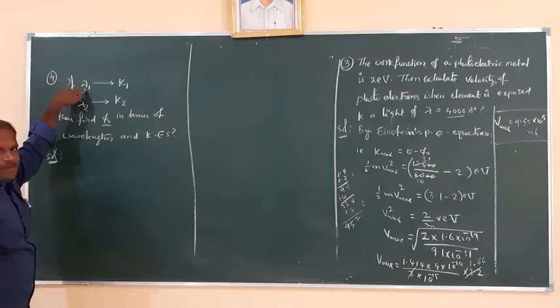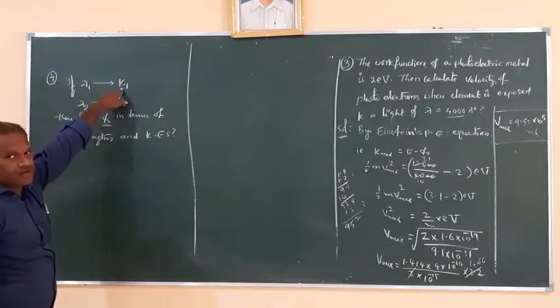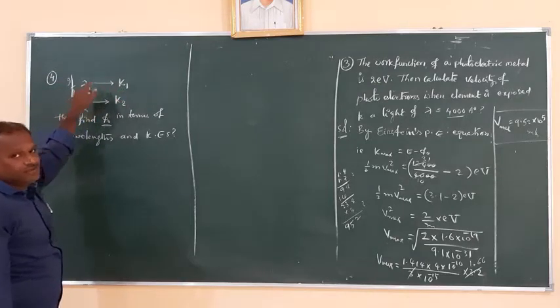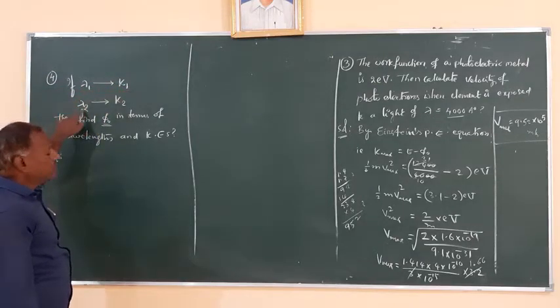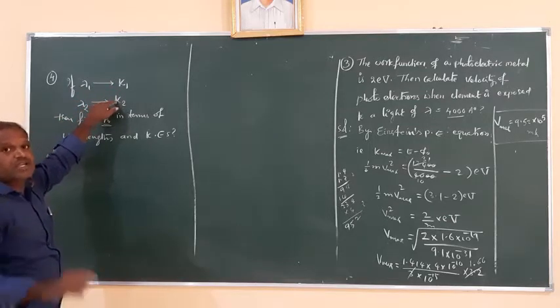We don't know the work function. And how much kinetic energy the electrons can acquire is K1. So here it is given wavelength and kinetic energy. Here also the wavelength changes to lambda 2, and in that case the kinetic energy is given as K2.